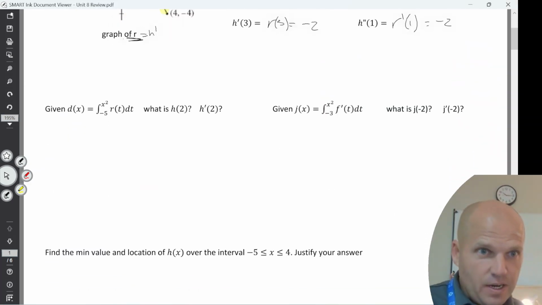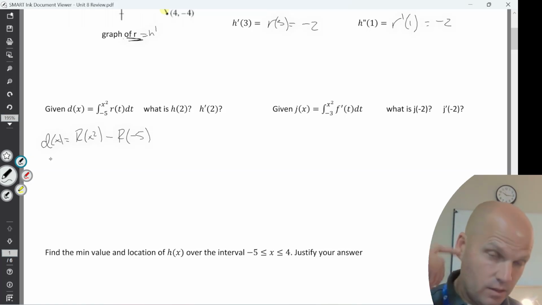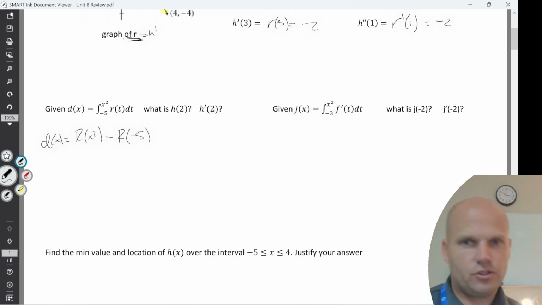All right, what if I change it up and I have d? Well, I can say d of x is also equal to big R of x squared minus big R of -5. Cool. Let's just keep that available. Oh, shoot. It's supposed to say d. D. Okay, what's d of 2?